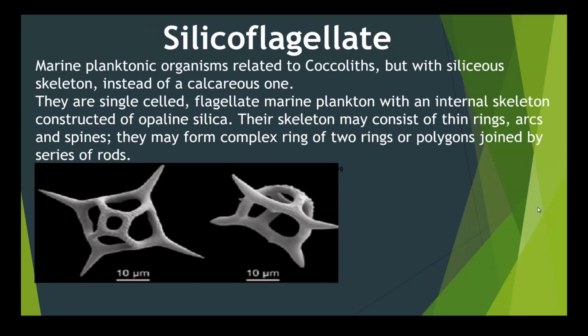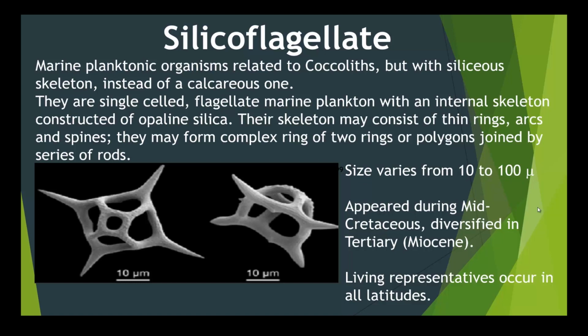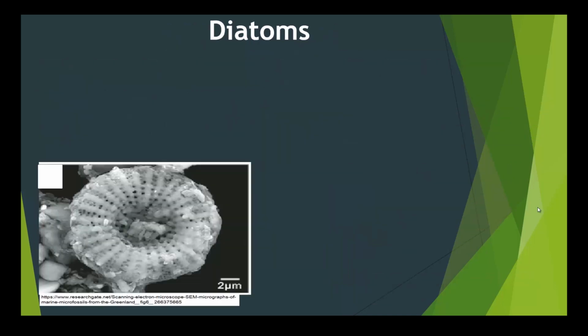They may form complex rings of two rings or polygons joined by series of rods. They range in size from 10 to 100 microns. They appeared during the mid-Cretaceous times and diversified during the Tertiary, especially during the Miocene times. Their living representatives occur in all latitudes. Diatoms and Radiolarias are some other important siliceous microfossils.